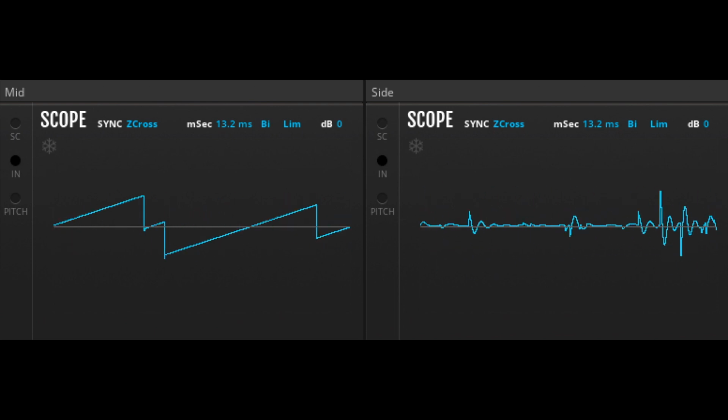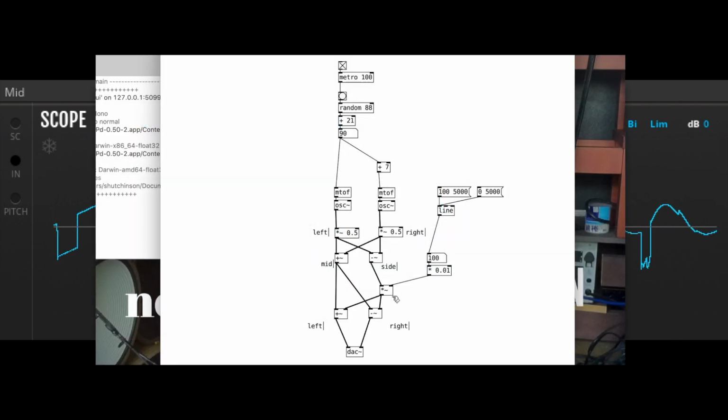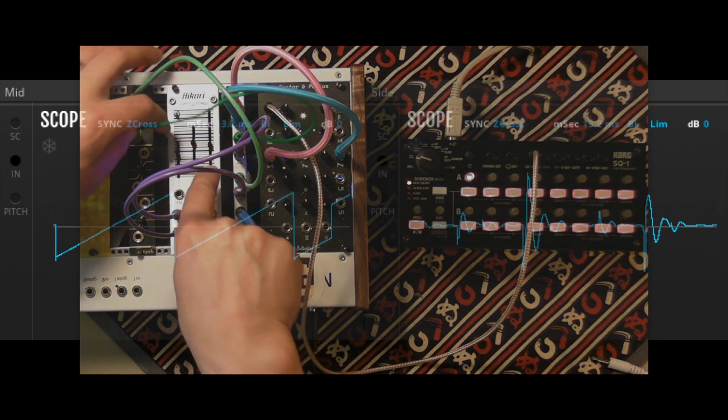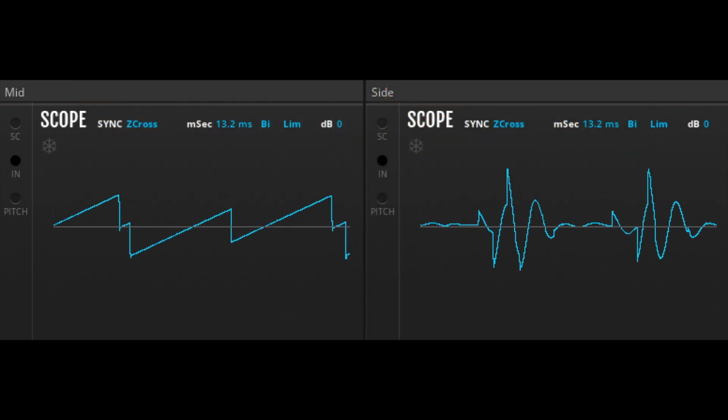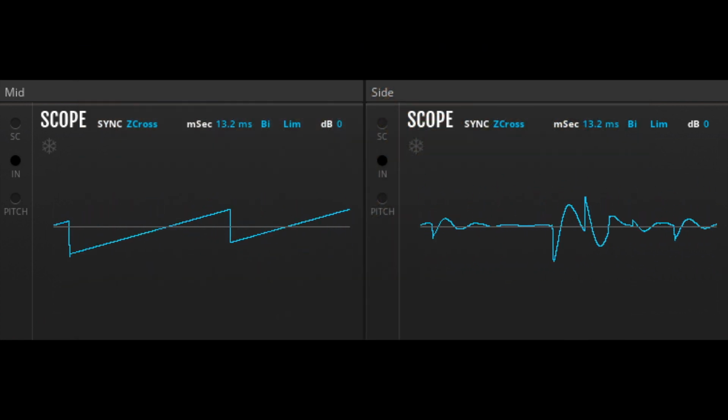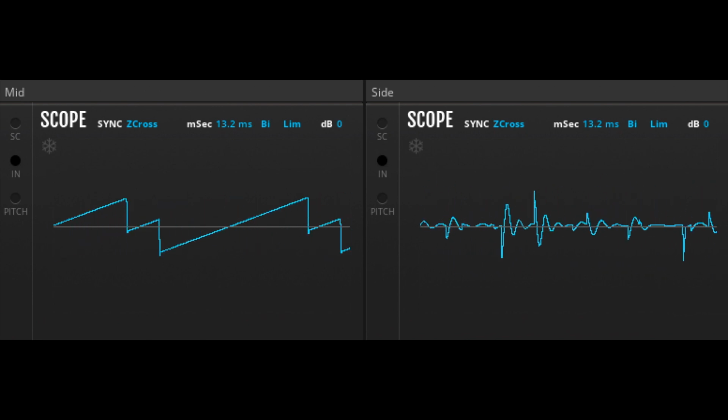So I'm going to talk about the basics here, and then I'm going to give some demonstrations in Pure Data, Reaktor, and on a modular synth. Check out the time codes if you want to jump around. But as always, I'm hoping to focus on the concept here rather than any particular software or hardware.